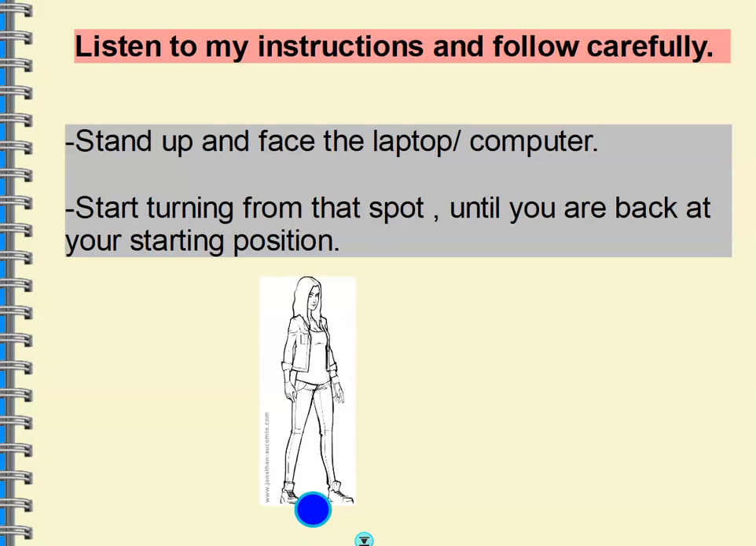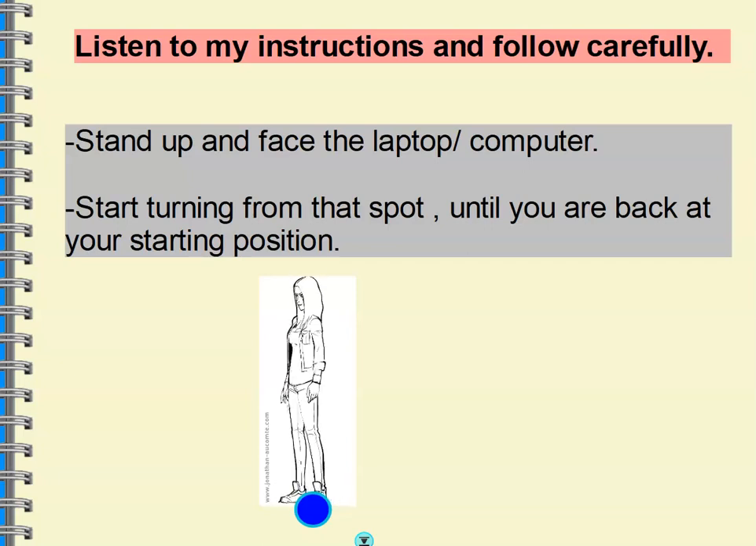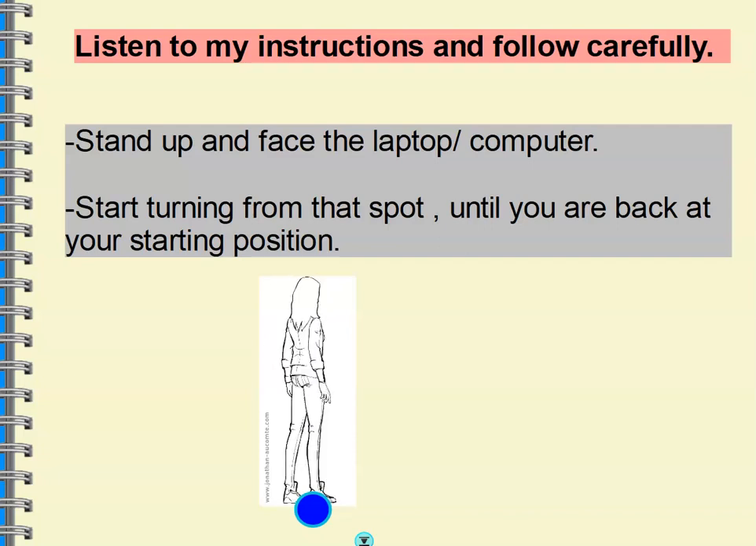Now listen to my instructions and follow carefully. Stand up and face the laptop or the computer. Now start turning from that spot until you are back at your starting position. I hope you all have done this. What could you see in front of you before you have started turning? Very good. A laptop or a computer or any other thing that was in front of you. What could you see once you have turned all the way around and back to the starting position? Good job, the same object.